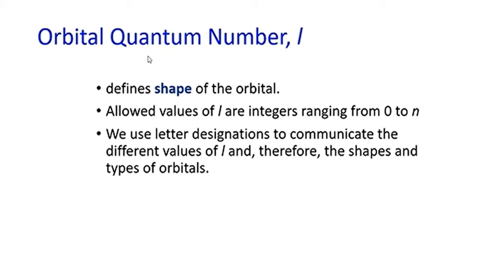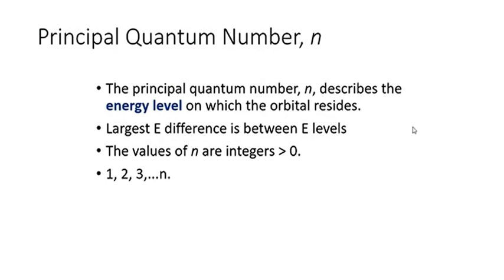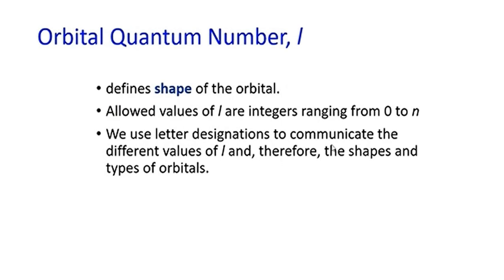That shape is called the orbital quantum number. The allowed values are integers from 0 to n. Here it means 1 to n because it is an integer, but for the orbital quantum number we use 0 to n.